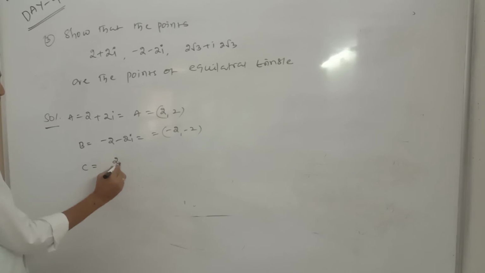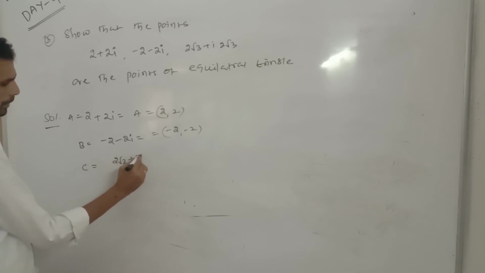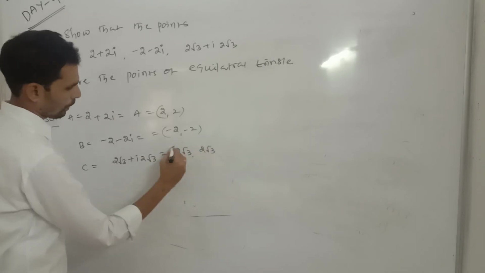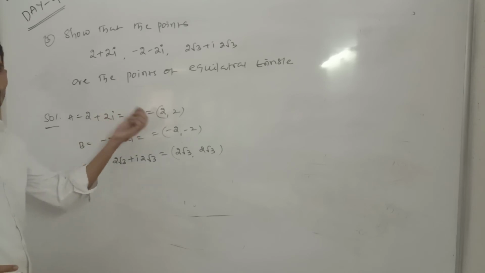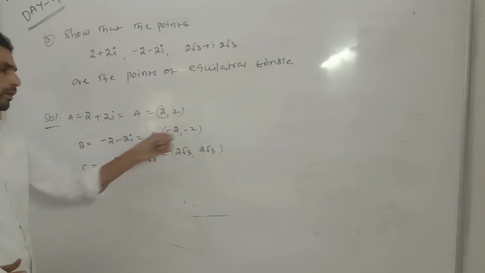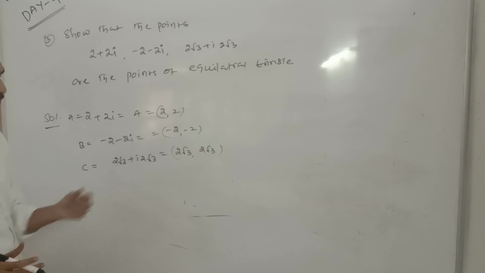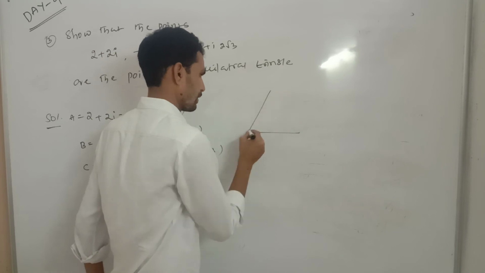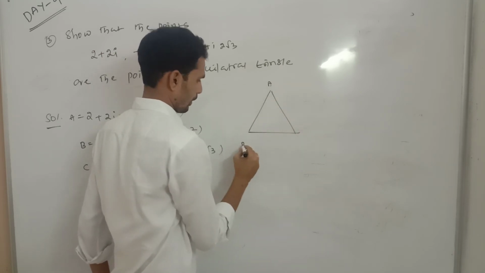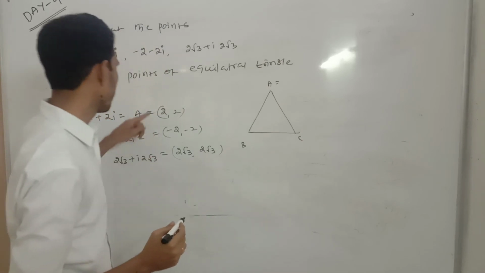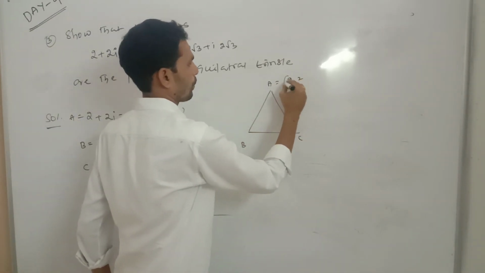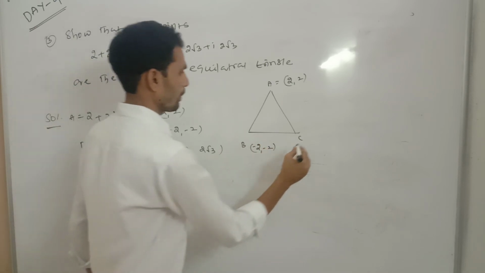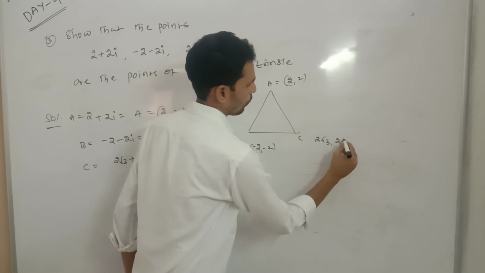C point here, 2 root 3 plus i into 2 root 3, can be written as 2 root 3 comma 2 root 3. 2 plus 2i means 2 comma 2. Minus 2 minus 2i means minus 2 comma minus 2. 2 root 3 plus i 2 root 3 means 2 root 3 comma 2 root 3. Now the diagram. This one is the A point, this one is the B point. What is the A point here? 2 comma 2. What is the B point? Minus 2 comma minus 2. What is the C point? 2 root 3 comma 2 root 3.